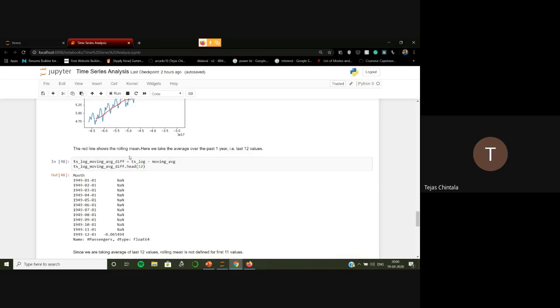And then I think Basil had a doubt about why we are differencing it. If we see the code, the first 11 values have no value for a rolling mean. So that's why we are subtracting it. We are removing the first 11 values and getting the other values.